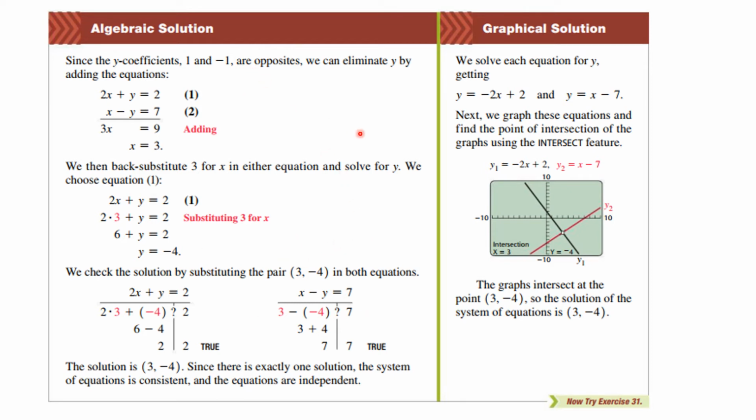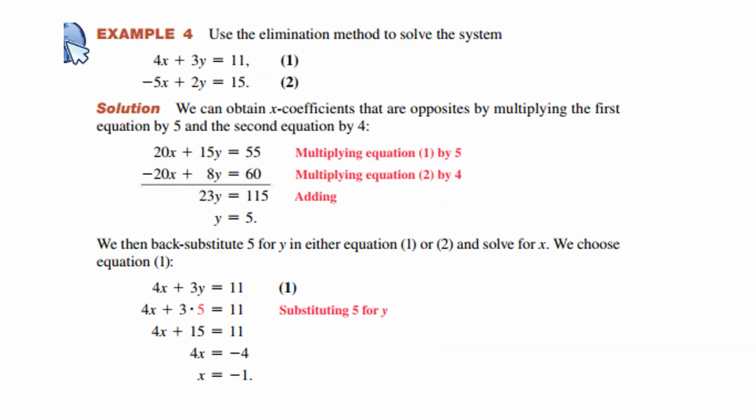The other thing that we would do if we were doing it graphically is we would have to get this in slope-intercept form, so we'd have to solve for y, graph them, and then we again find that the intersection is 3 comma minus 4. This is elimination, this is a graphical solution. Now sometimes it's more complicated.